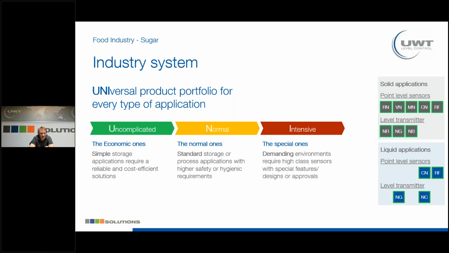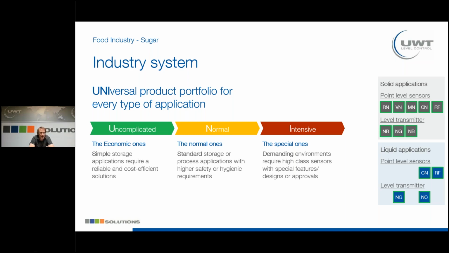And for those three types of applications, we have a wide product portfolio for solid applications and also for liquid applications, with different technologies that can be used for different applications. With our point level sensors, we have the Rotonivo, the rotary paddle, the Vibranivo, vibrating fork technology, also the Mononivo, the vibrating rod, and the two capacitive probes, Capanivo and RF Nivo, that can be used for solid applications.